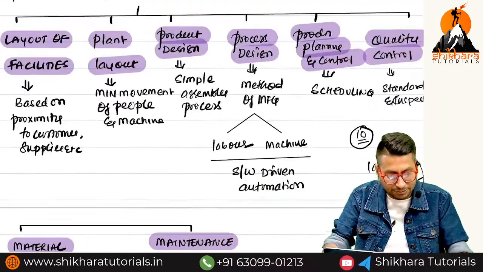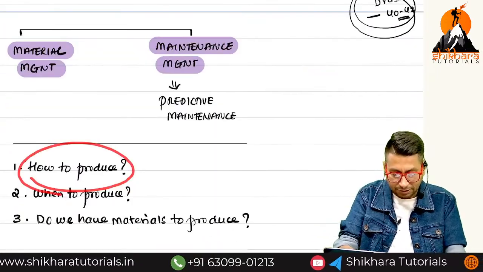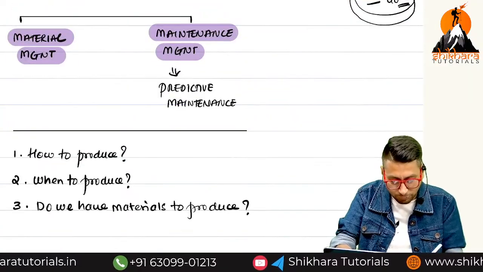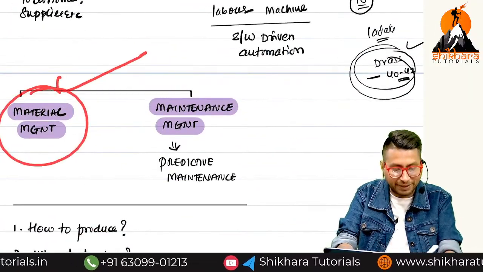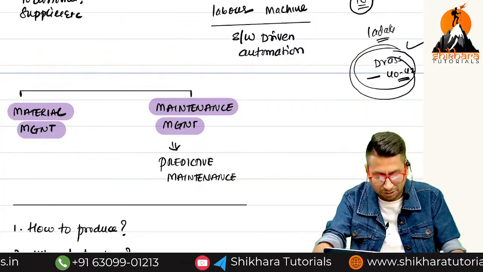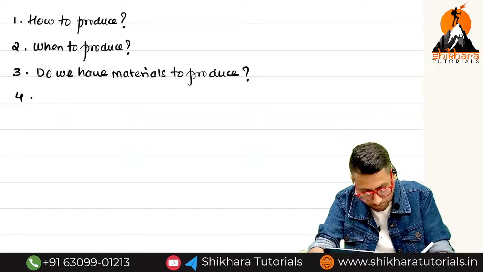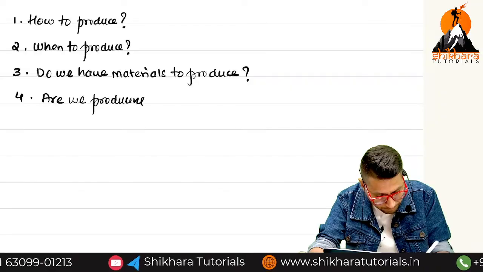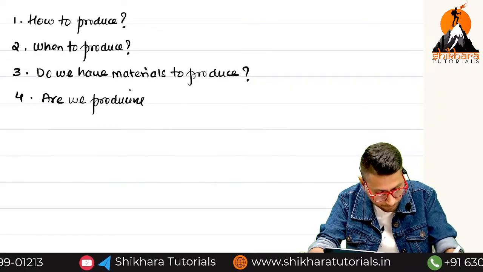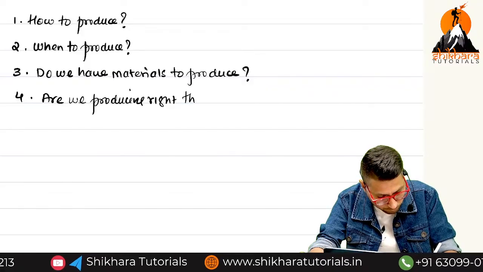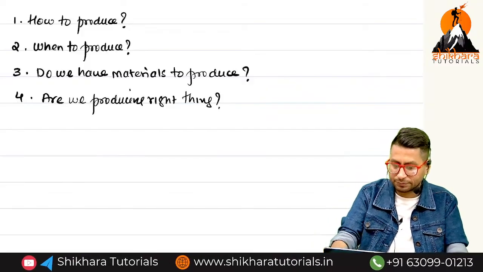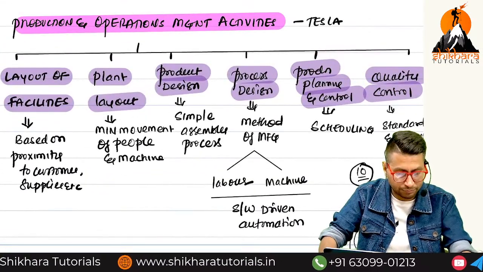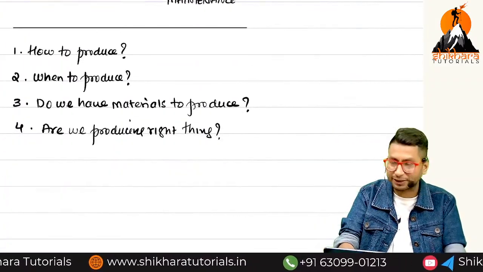How to produce means process design. When to produce means scheduling. Do we have materials to produce means material management. Same thing, we are just writing in a different manner. Then point number 4, are we producing the right thing? Are we producing the right thing means quality control.